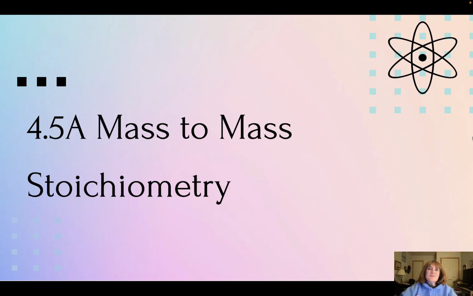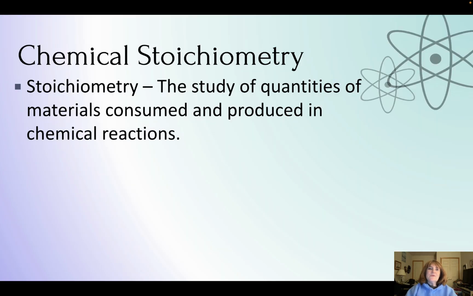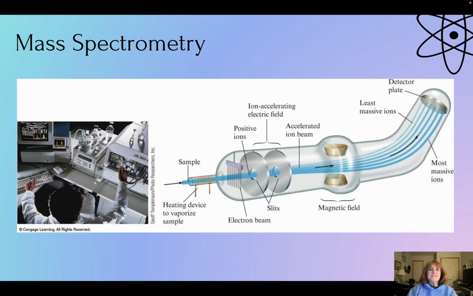Hi, welcome to Stoichiometry, Chemistry, Mass to Mass Problems. This was for Advanced Physical Science 4.5a. Chemical stoichiometry is the study of quantities of materials consumed by and produced in chemical reactions.